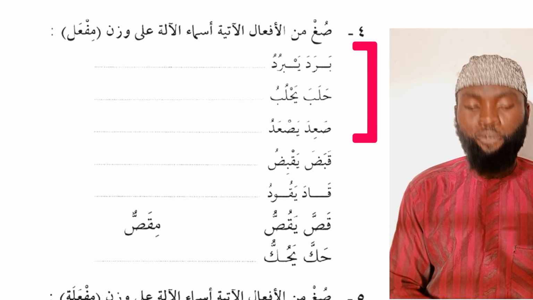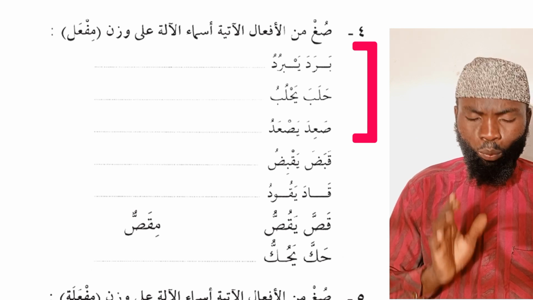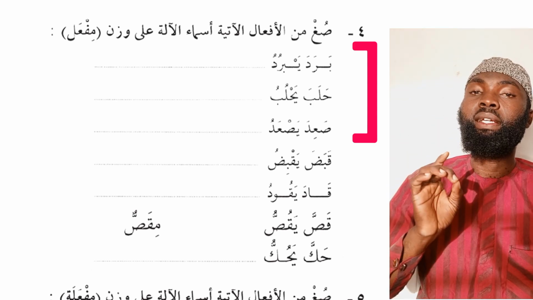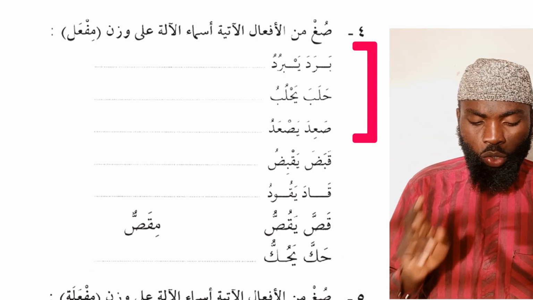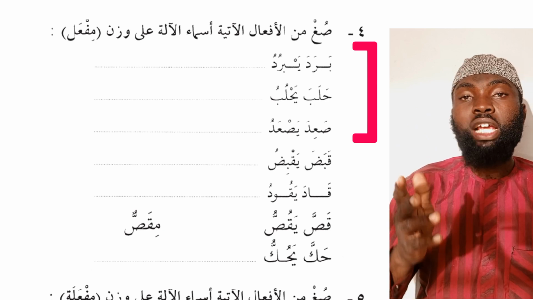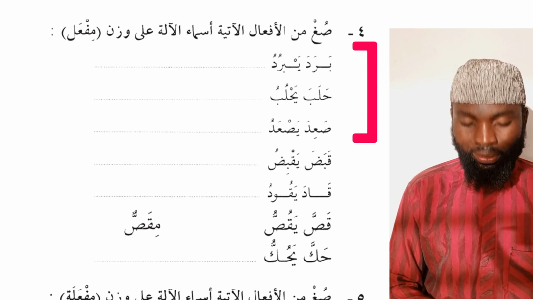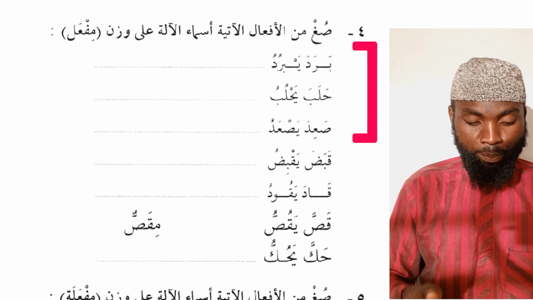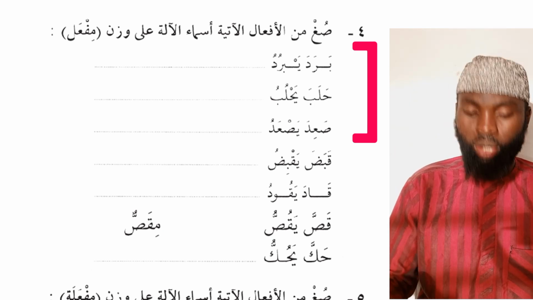mif'al. We are to form from the following verbs nouns of tools under the pattern of mif'al. This second pattern. And the first one we have is barada yabrudu. And then we have mibrod, which means file. Halaba yahlibu, he's milking, to be mihlab. Mihlab, which means what you use to milk.